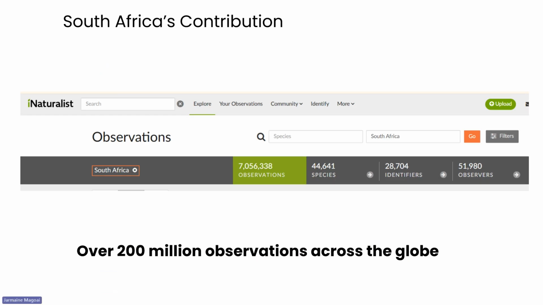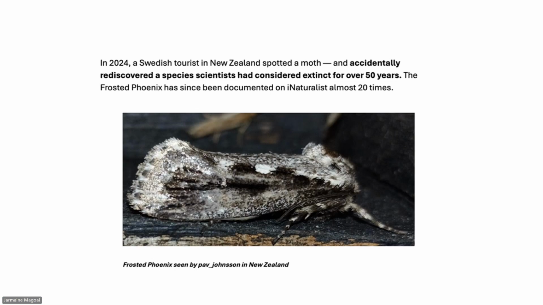It is heavily used right here in South Africa. It helps us to map our local biodiversity. You can see the numbers, the number of species, it's a lot, and identifiers and observers. And currently, there's over 200 million observations across the globe. So it is an active platform.